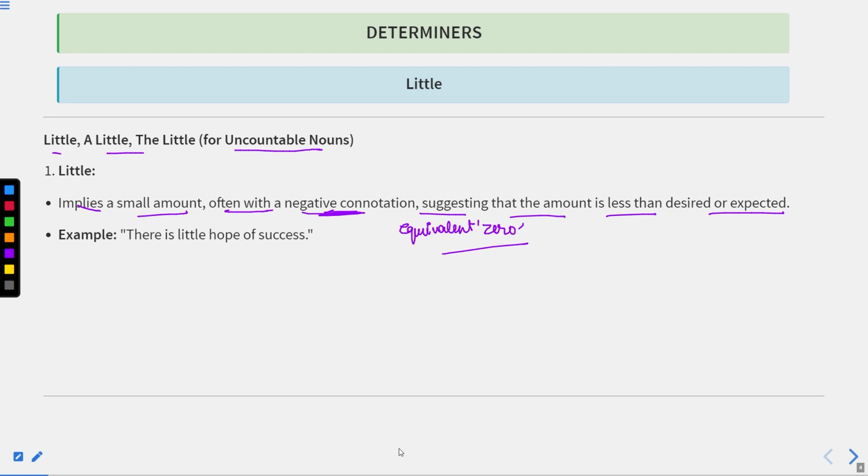Okay, so for example, there is little hope of success. It means there is no hope of success. So if I'm saying little hope, it means no hope. Okay, now let us move to the next one.